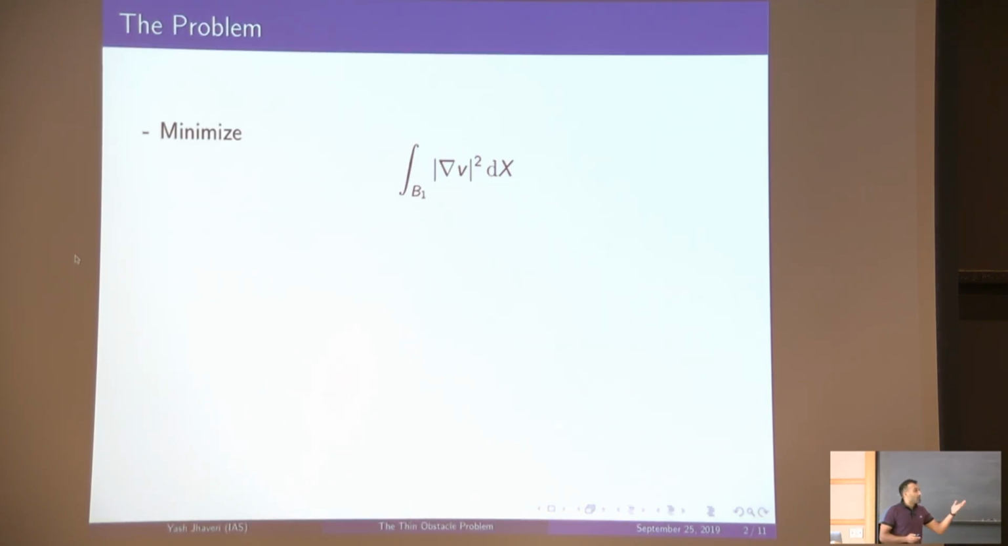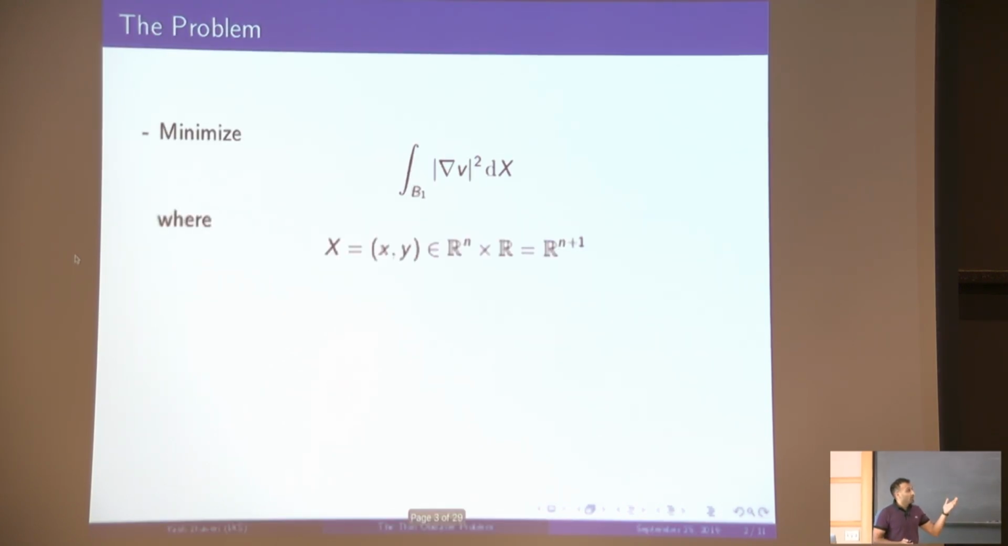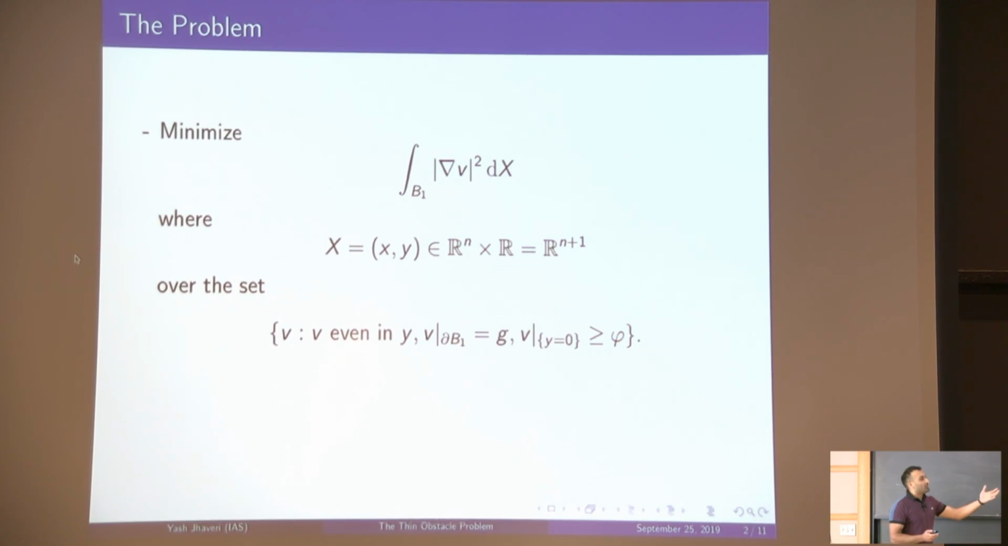And what we're asked to do is minimize the Dirichlet integral. Here x is a point in R^(n+1), and I'm going to denote the first n coordinates by little x and the last coordinate by y, and you'll see why, over this set here, which is a set of functions v that are even with respect to this extra coordinate, have some prescribed boundary data g, and are prescribed to live above some constraining function phi that lives only on this sort of codimension 1 hypersurface, okay? So it's a thin obstacle, okay?